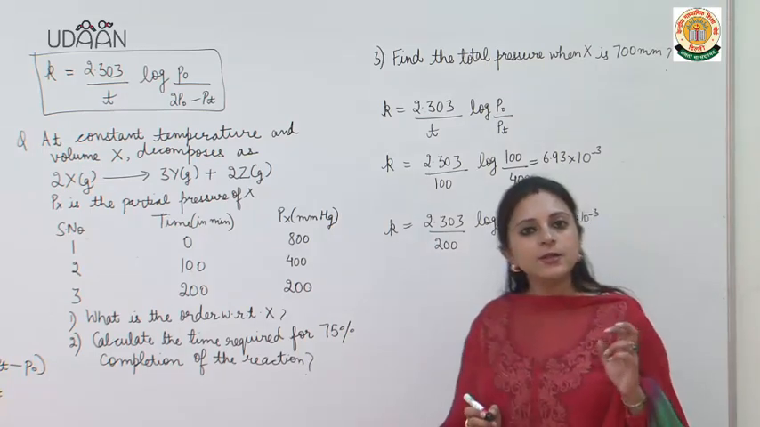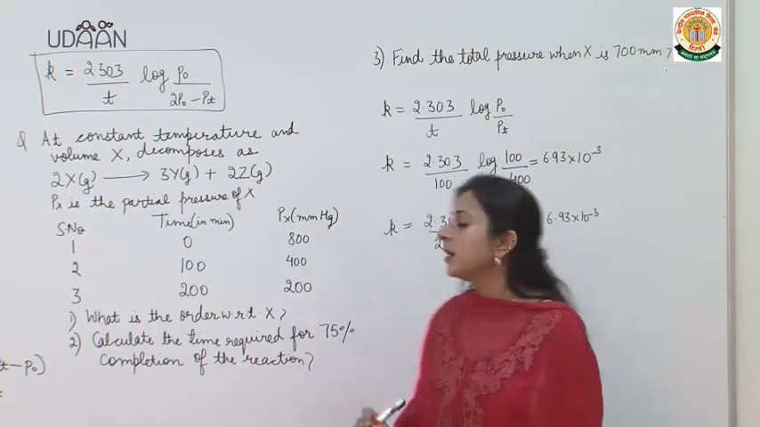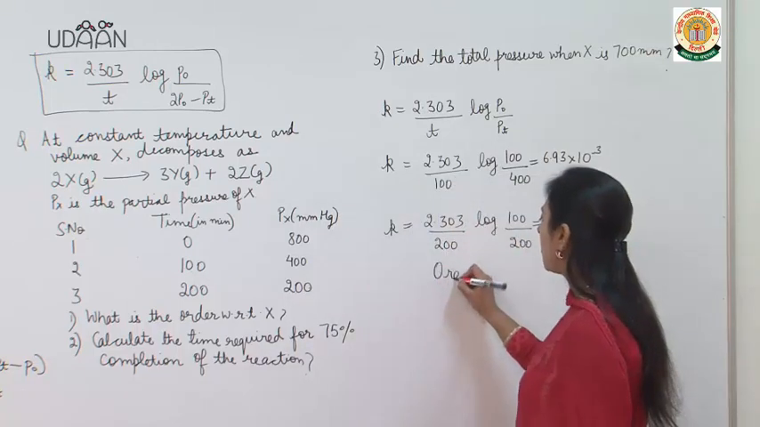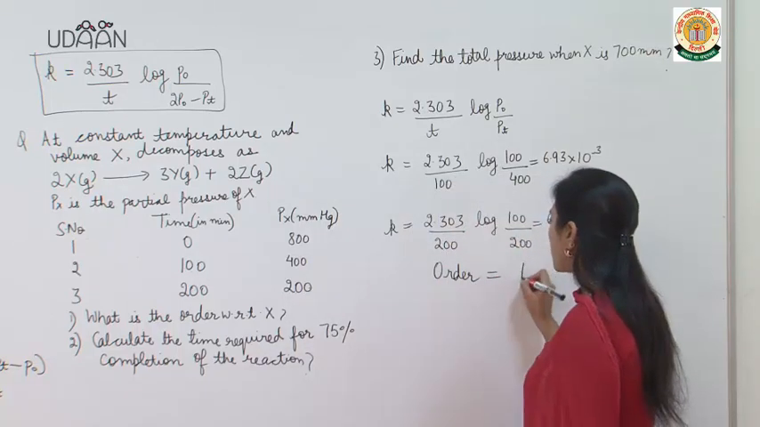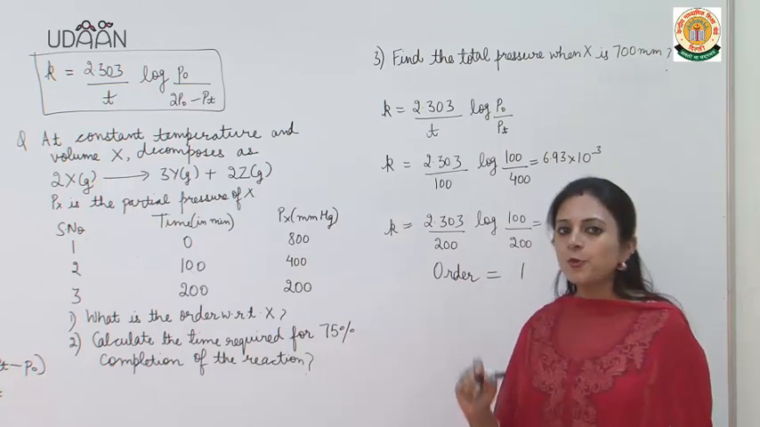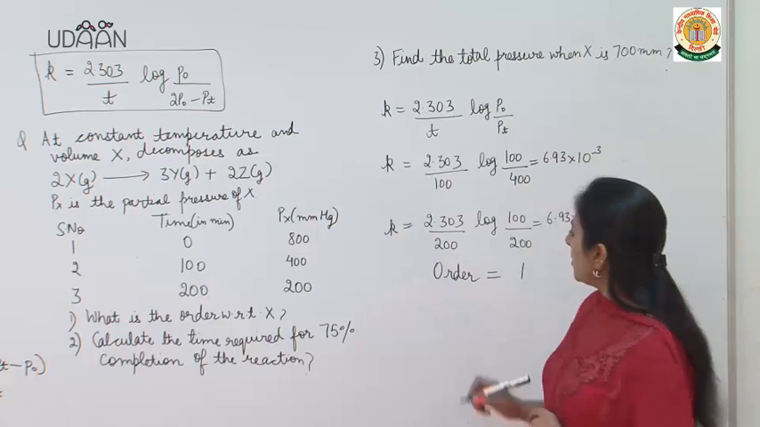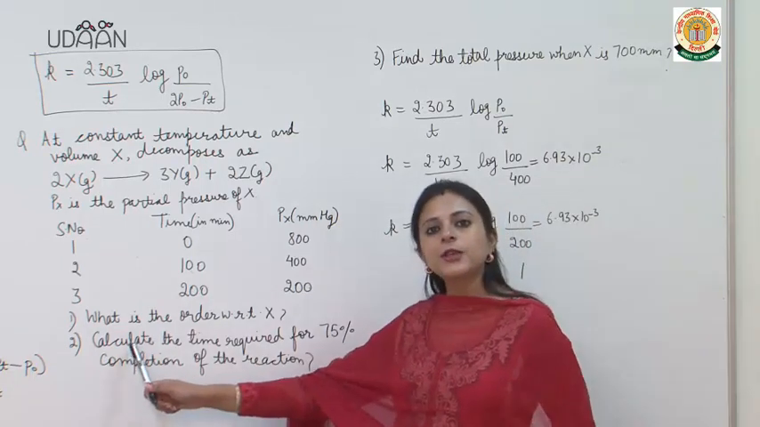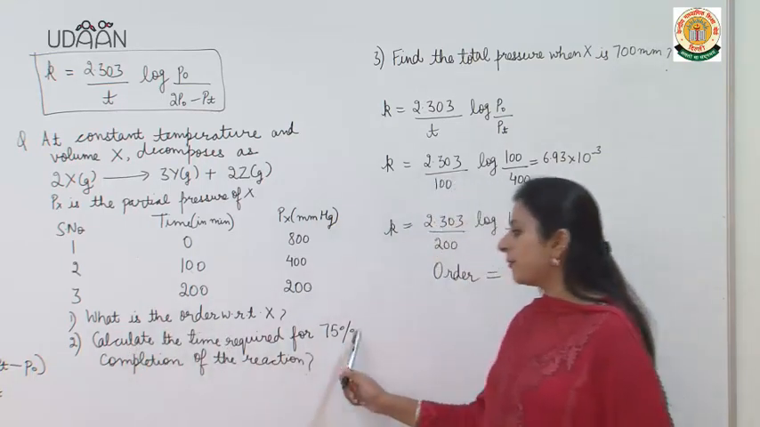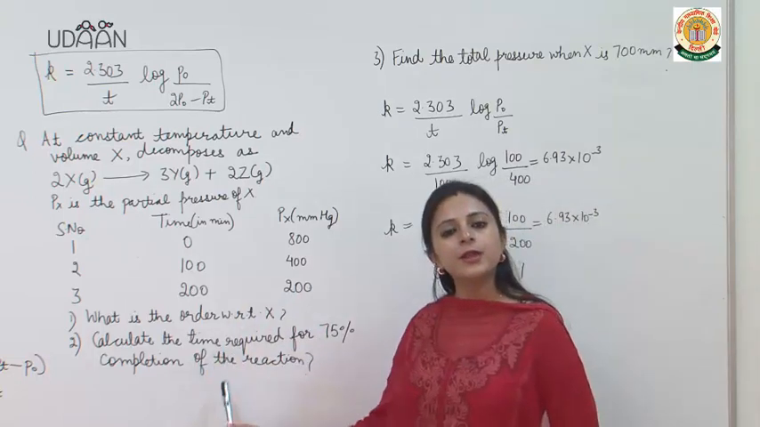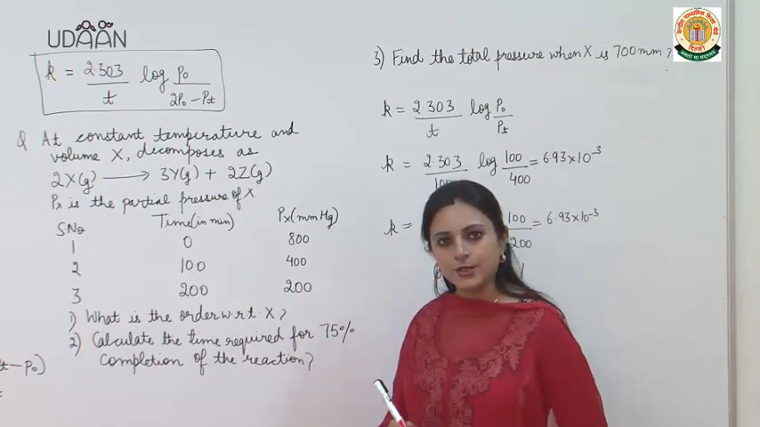क्योंकि मेरा रेट कांस्टेंट चेंज नहीं हुआ, this indicates that the order of reaction is 1. अब ये तो प्रूव हो गया that it is a first order reaction. Now next part says that you have to calculate the time required for 75% completion of the reaction.